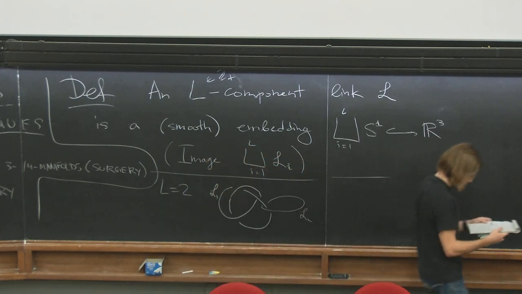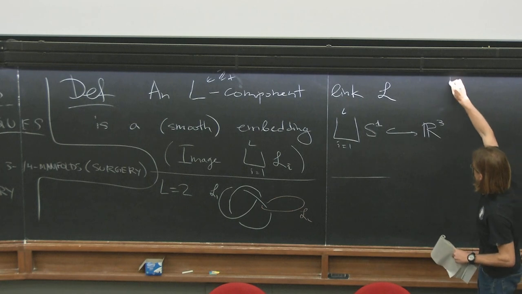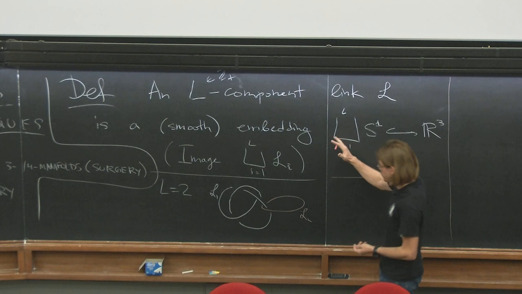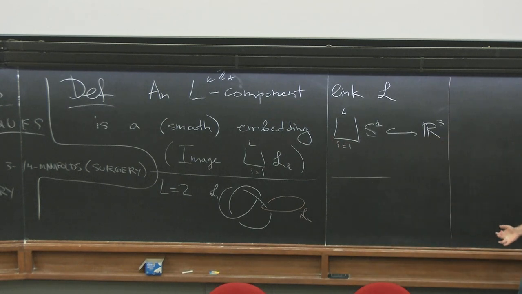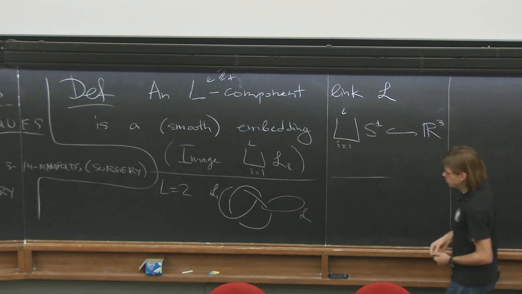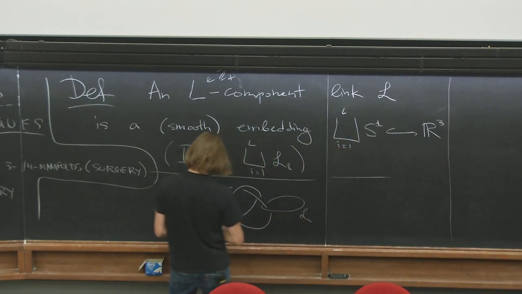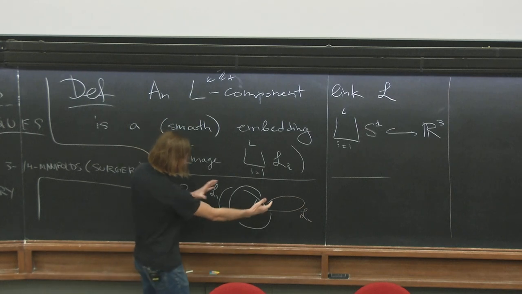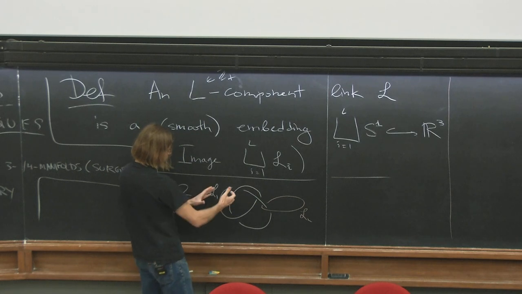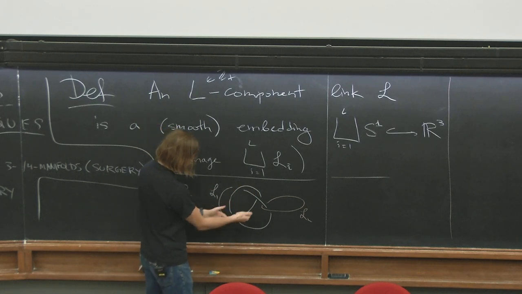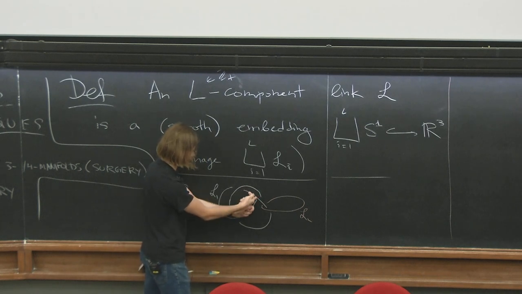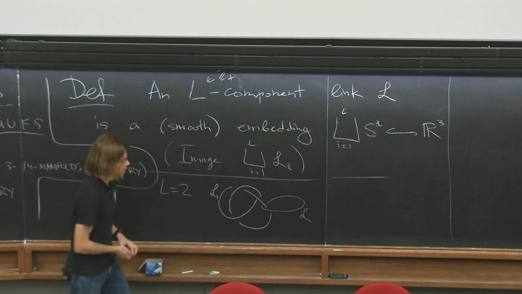Of course, there are too many of these embeddings. We want to consider some robust information. So what we actually want to consider is links up to what is called ambient isotopy, which I will define in a moment. But morally, you should understand that you want to consider these configurations up to all continuous distortions or deformations where I allow to move things around, but I don't allow the strands of the links to cross each other.